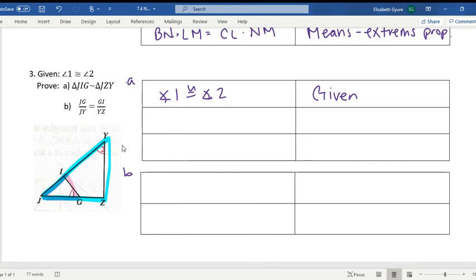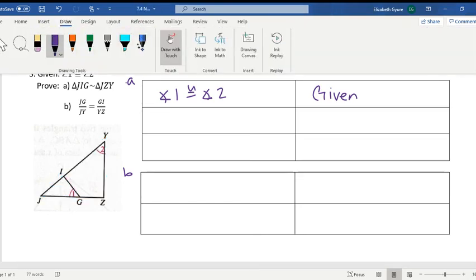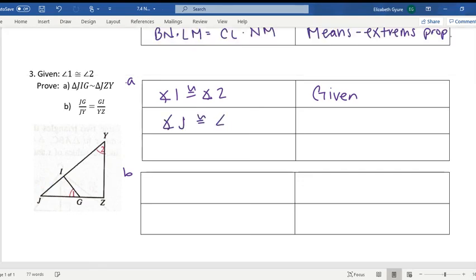So these two triangles are actually overlapping, which means they have a shared angle of J. So we can actually use the reflexive property there to say that J is congruent to itself. So we're going to say angle J is congruent to angle J. That is the reflexive property. And now we can say the two triangles are similar. Triangle JIG is similar to triangle JZY by the angle similarity postulate.